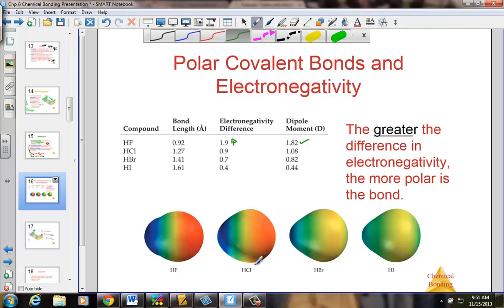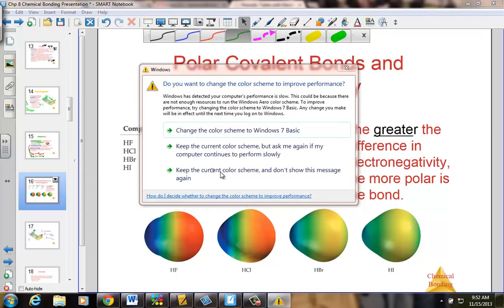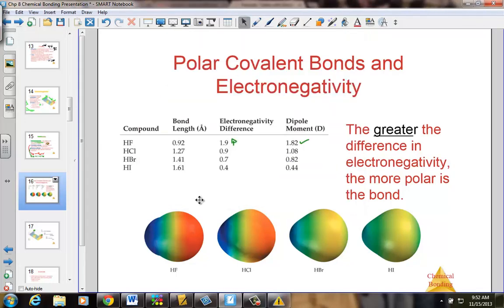Notice that it's a larger molecule. Notice that the reds are now disappearing, blues are disappearing, the electron distribution is becoming greater, and here HI, with the longest bond of all, the least electronegativity in terms of difference. So the dipole moment is smaller. It means that the electron distribution around those two atoms is actually more even than with a more polar bond.